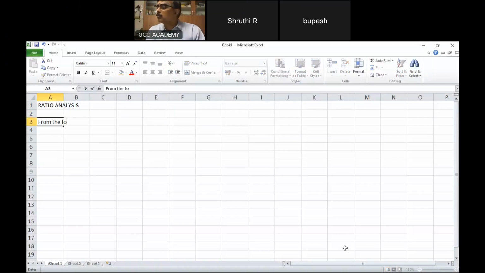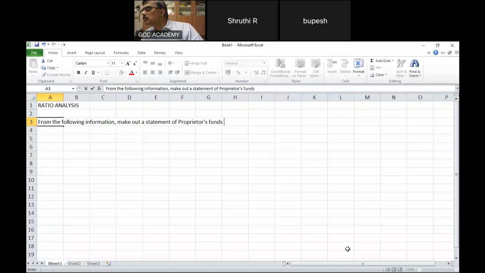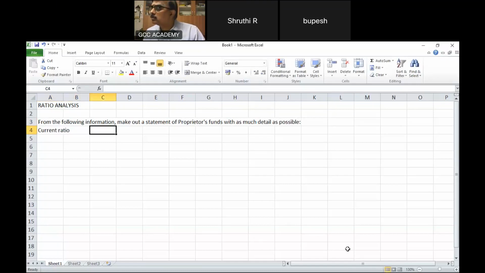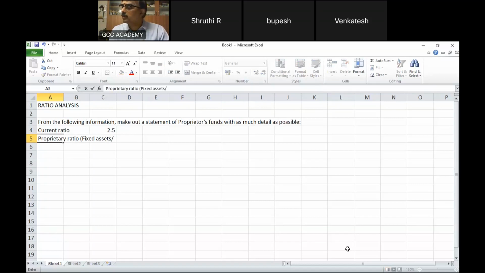Okay, from the following information, make out a statement of proprietors' funds. Current ratio 2.5. Proprietary ratio 6/100 by proprietary funds.